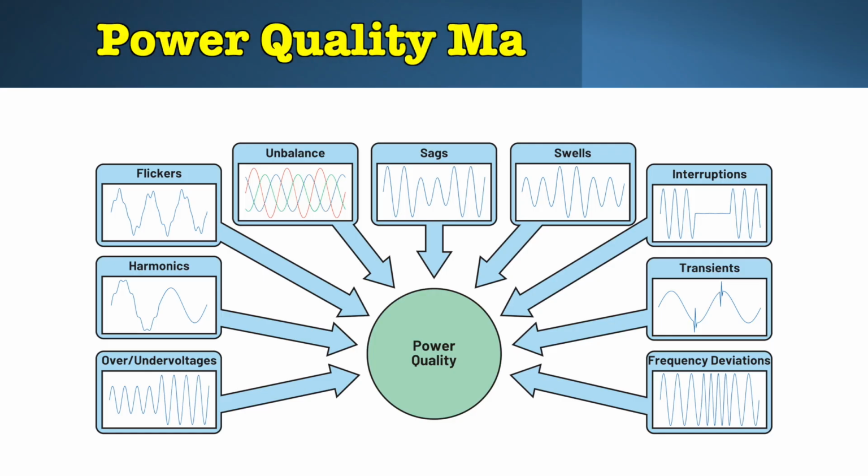Now let's talk about the ninth point, that is power quality management. Power quality management is essential in industrial automation to ensure that electrical power remains stable, reliable and free from disturbances that could disrupt operation or damage equipment.